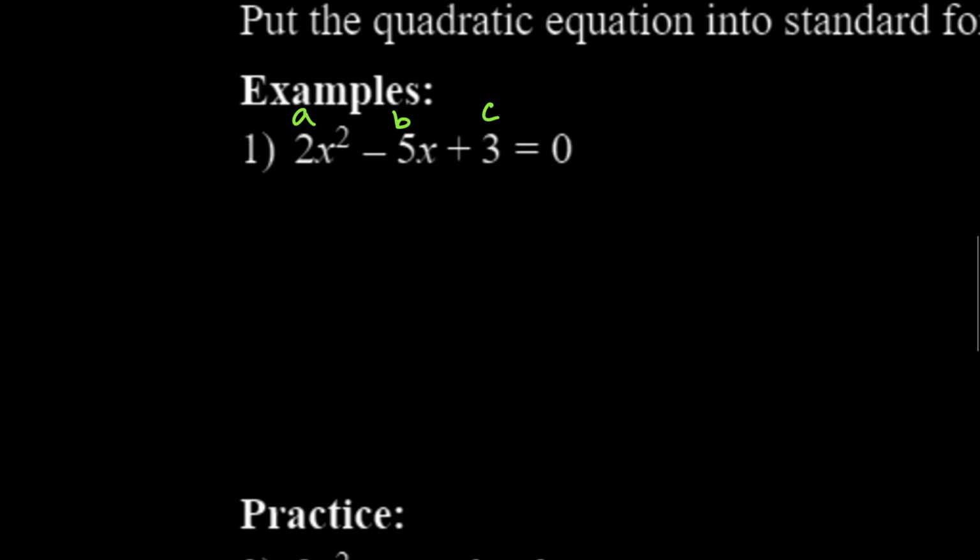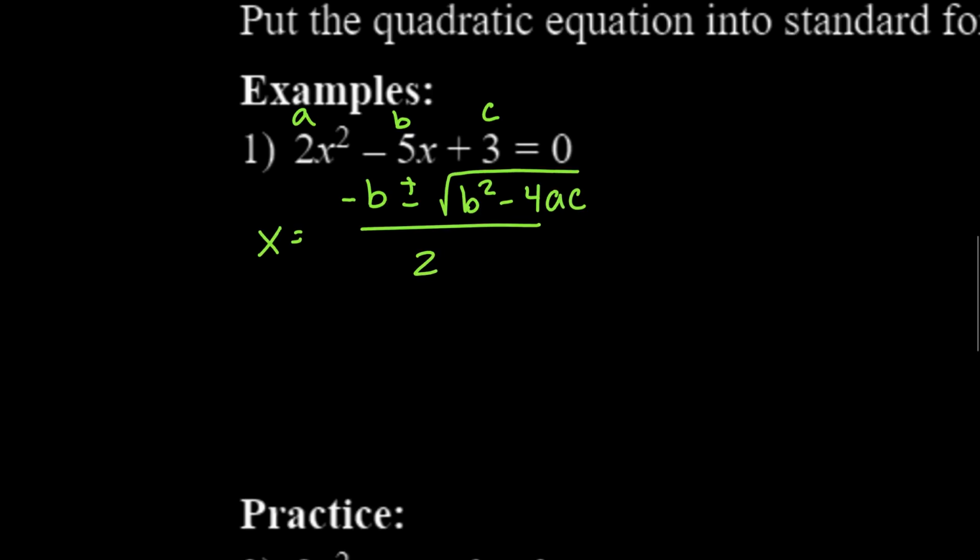So to use the quadratic formula, I label my numbers with A, B, and C, and I write my quadratic formula. Negative b plus or minus the square root of b squared minus 4 times a times c all over 2a. And all you have to do from here is fill in the numbers. So what's your b value?